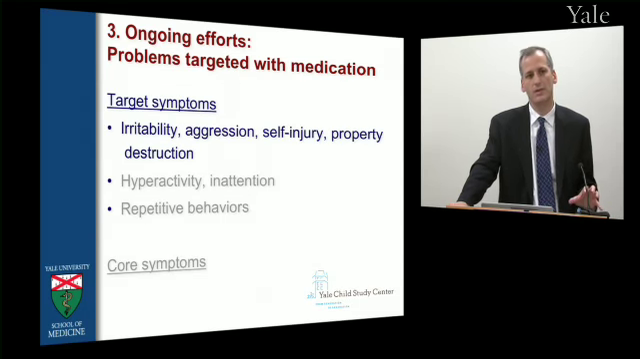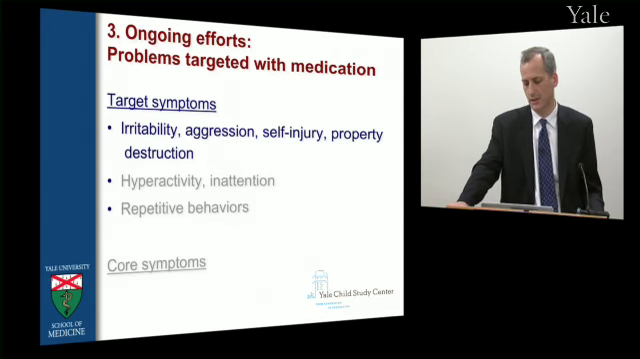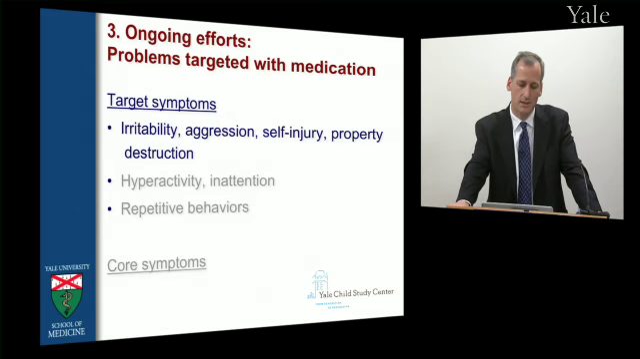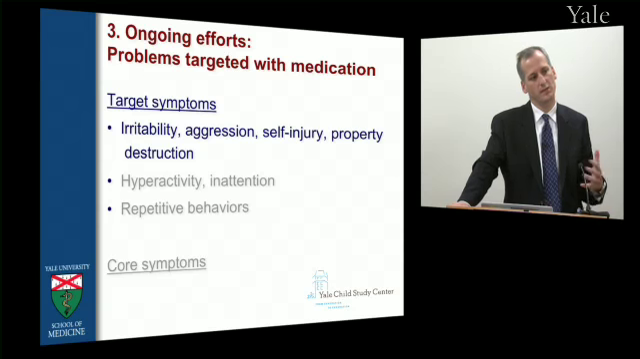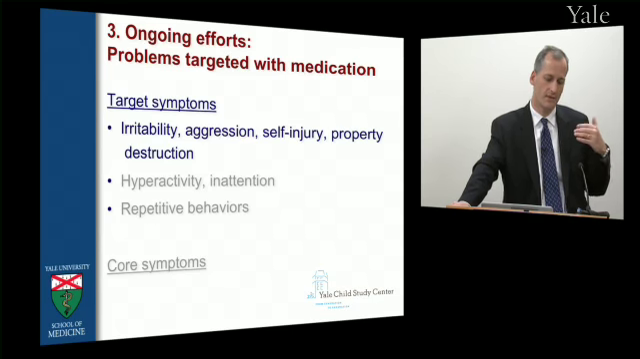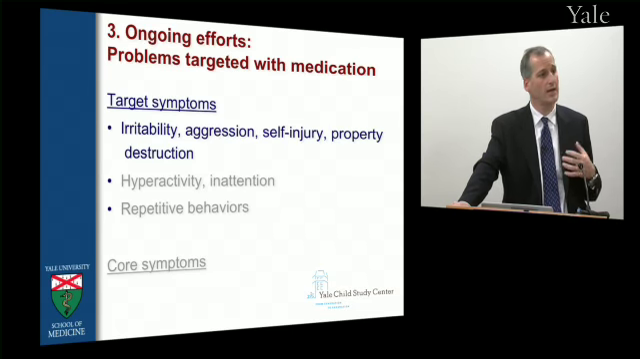As I said, the core symptoms as of today cannot be really modified much with medication, but some of these other target symptoms can. The first one, and probably the one where we're doing the best, is irritability, aggression, self-injury, property destruction. All of these things can make it really impossible to live with a child with autism, because one thing is to be ignored, if you will, by your child, or not to have the kind of intense emotional contact that you would like with a child, and that is very painful.